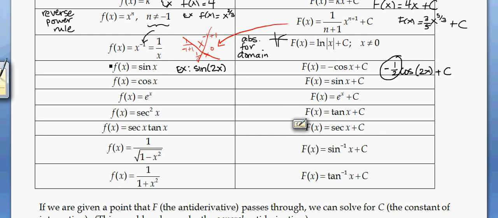So what I really could say more generally is if my function was sine of kx for any constant k, then the antiderivative would be -1 over k times cosine of kx.